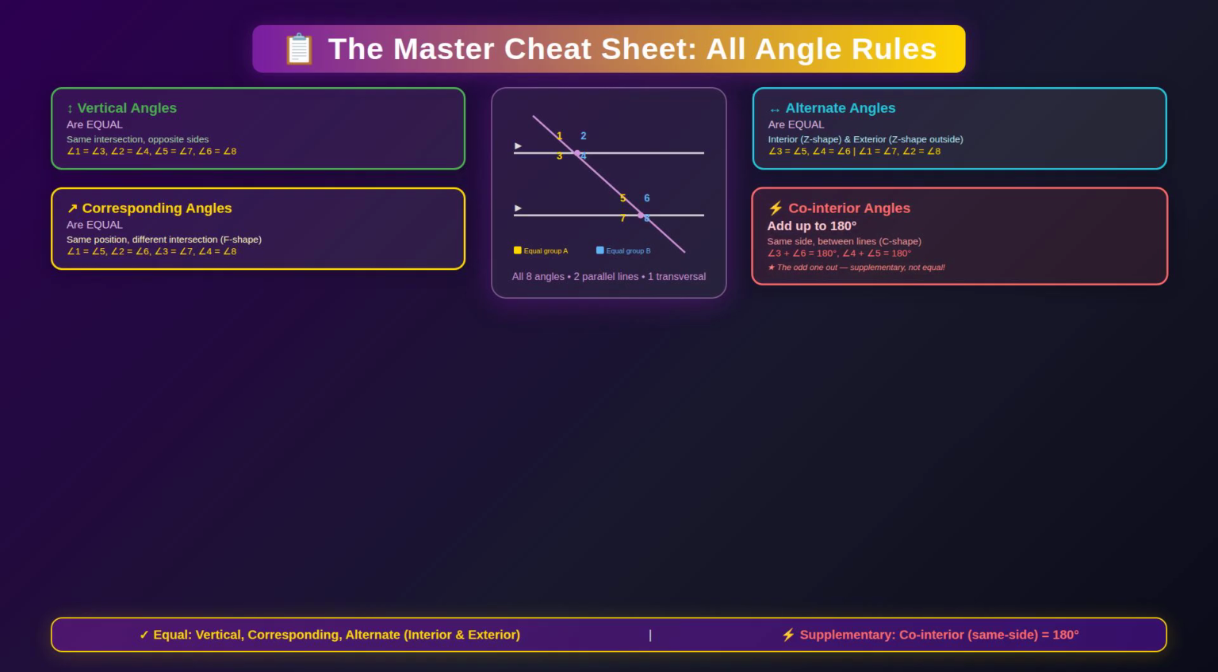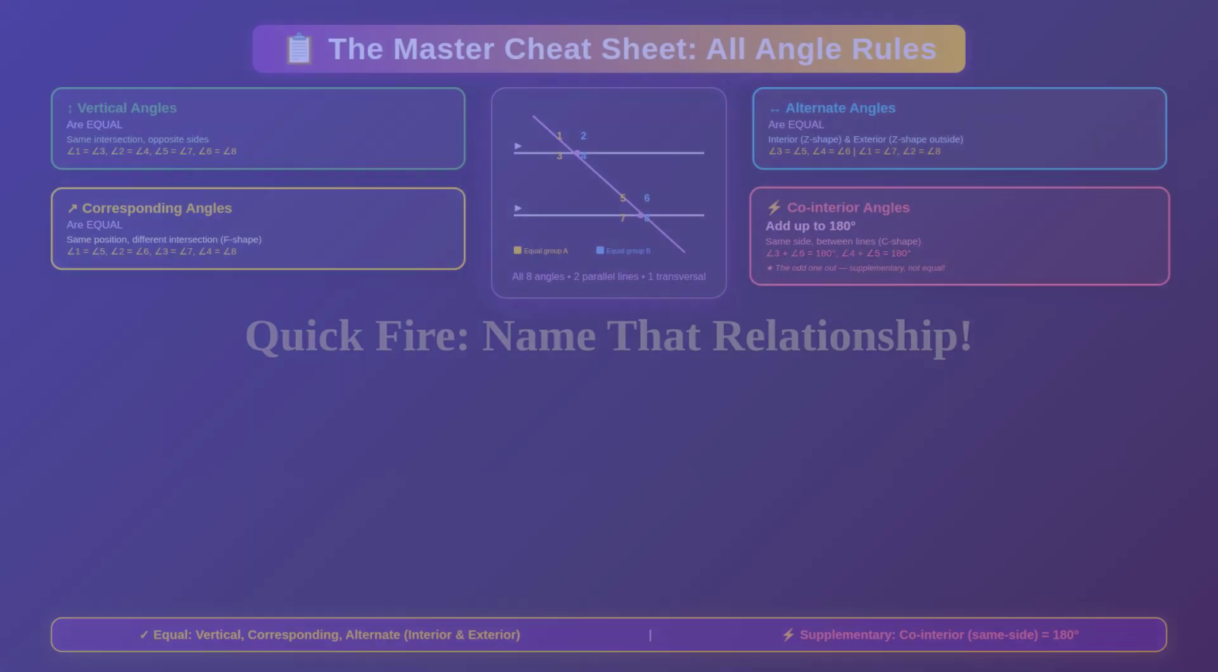Alternate exterior angles are equal. The Z-shape outside the lines. And co-interior angles add up to 180 degrees, same side between the lines. Notice the pattern? Most relationships give you equal angles. Only co-interior angles are supplementary. That's the one to remember as the odd one out.